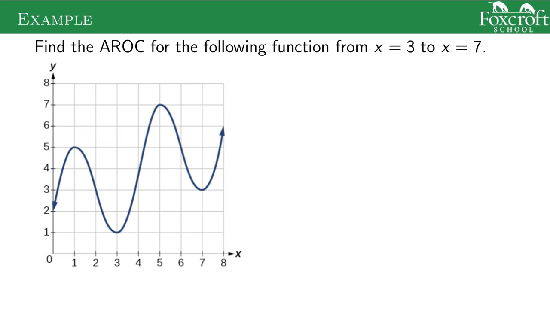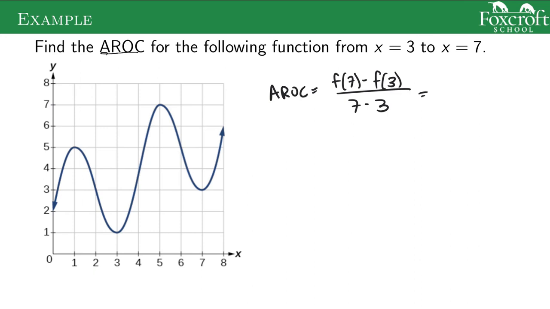All right, what about if we're looking at a graph? There's a lot of these types of problems on the AP exam. Again, I'm looking at average rate of change from 3 to 7. So first of all, let's look at the formula. 7 is b, a is 3.